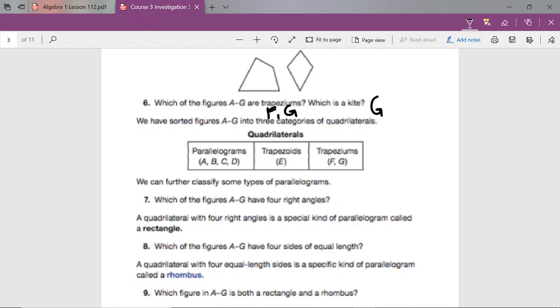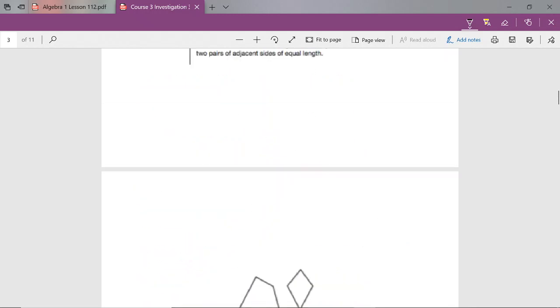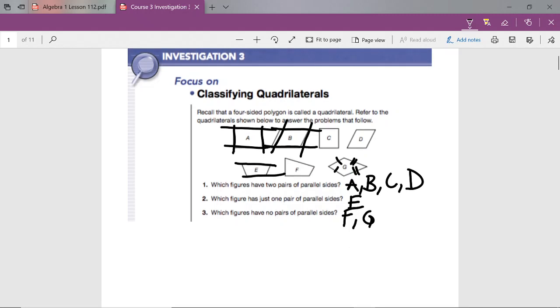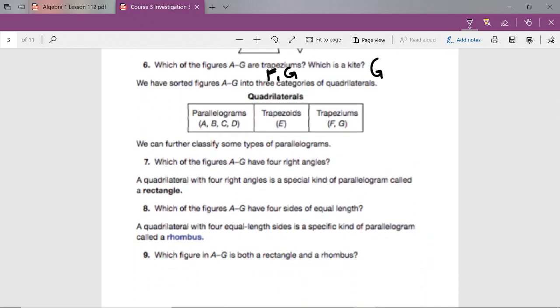So we can sort these into different types of quadrilaterals as shown in this box right here. So number 7, we can further classify some types of parallelograms. So we're looking at our parallelograms A, B, C, and D. Which of the figures A through G have 4 right angles? Well, 4 right angles, those are our boxes. So our rectangle A and our square C have 4 of those 90-degree angles. So A and C have those 4 right angles.